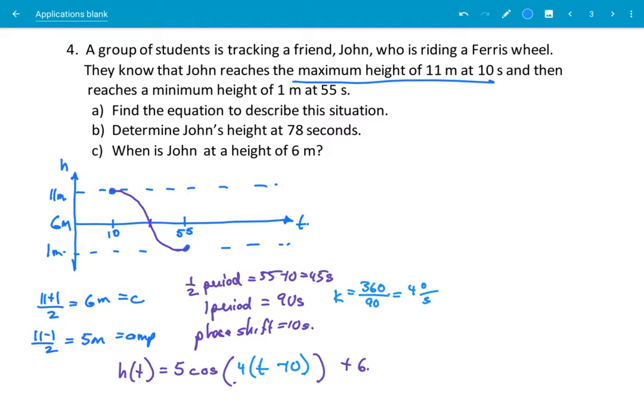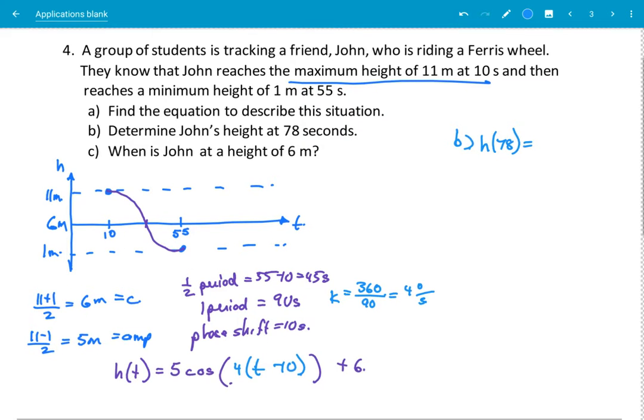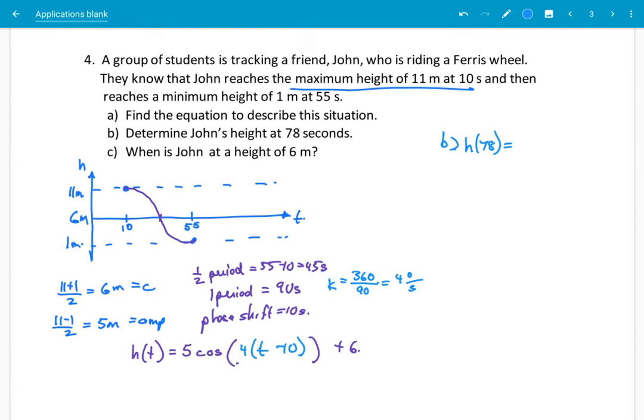Okay. Now, we need to answer the question. Determine the height. So B, determine John's height at 78 seconds. Height at 78. So we sub in. So 5 cos 4, 78 minus 10, plus 6. And we have 6.17 meters. So just over the middle height at 78 seconds.